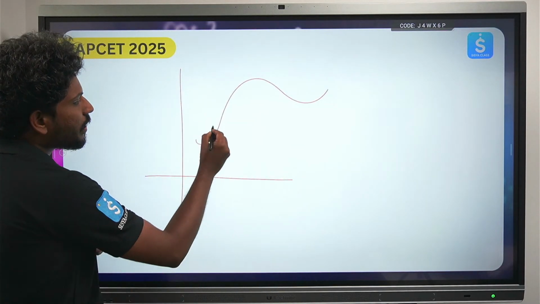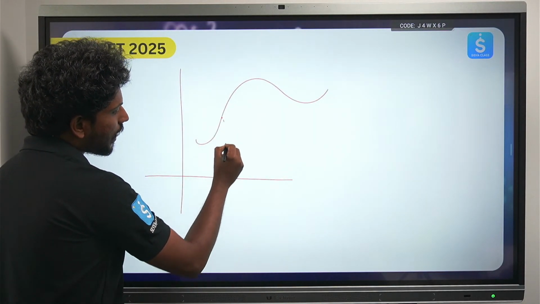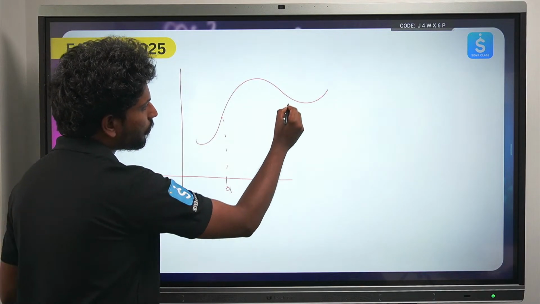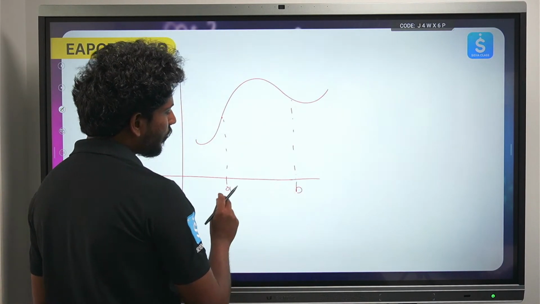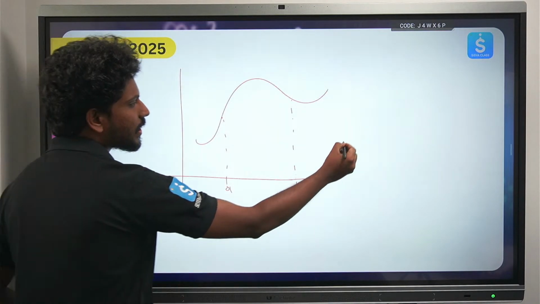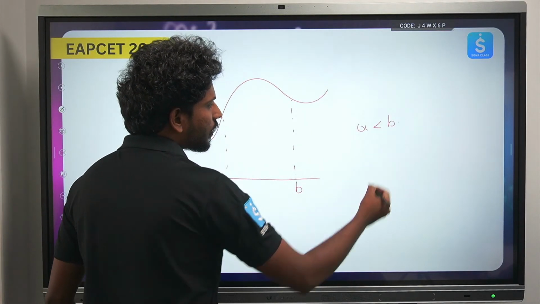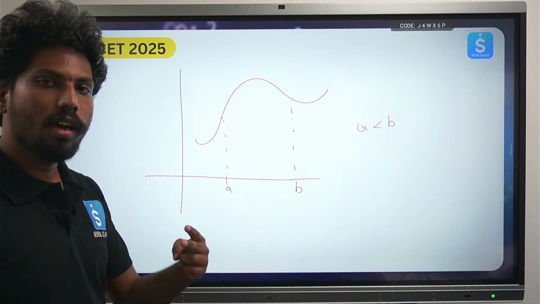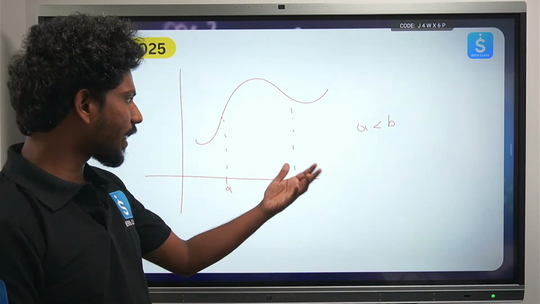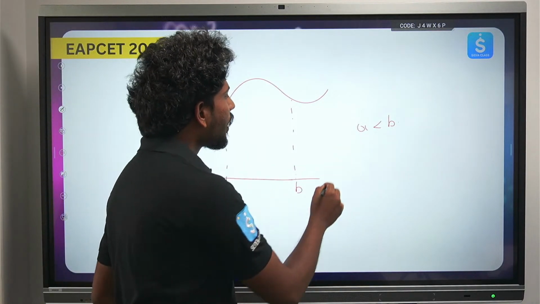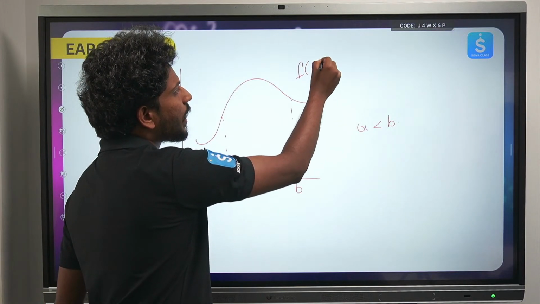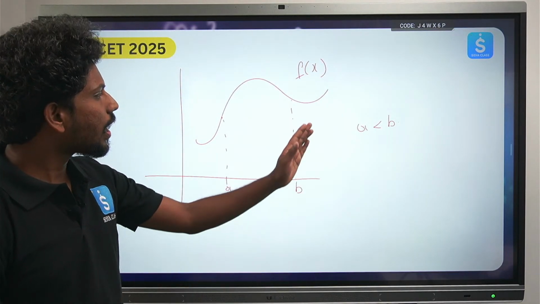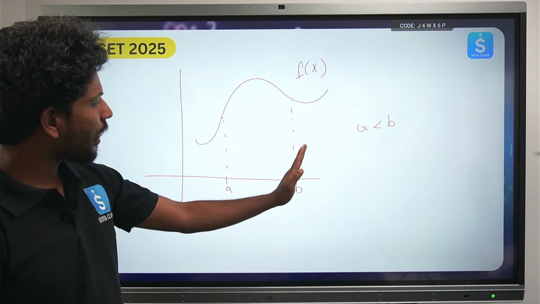Let's take a continuous curve and let's take a point, for example from point A to point B, where A is less than B. There are two conditions for us in order to apply the Lagrange theorem. So what does the Lagrange theorem say? Let's see. Suppose from A to B there is a function that has been defined as f of x. Now this function is defined from A to B.